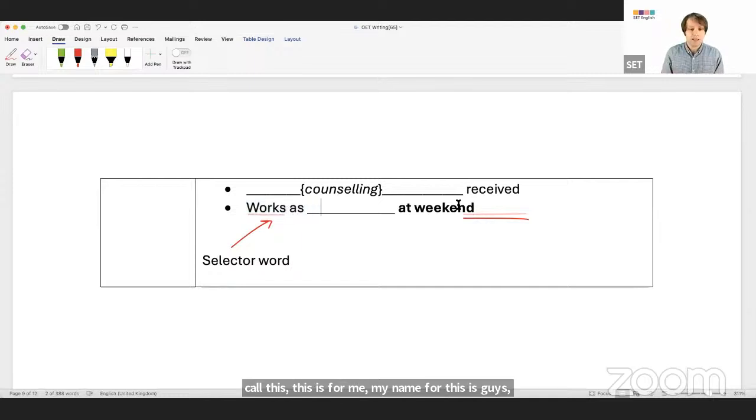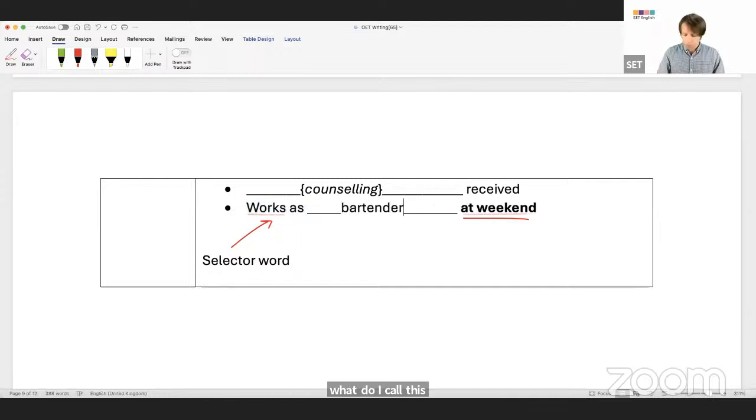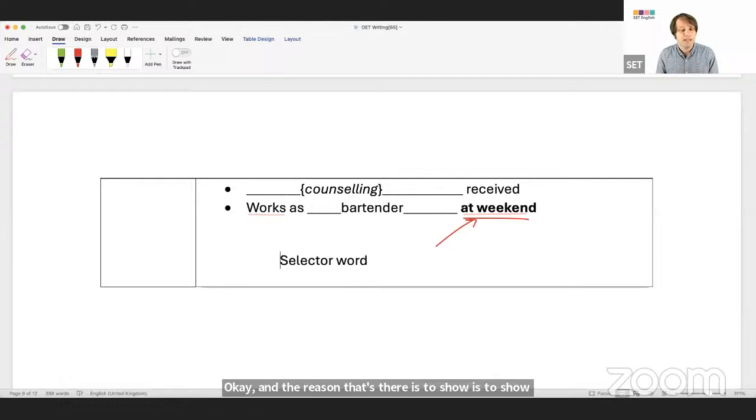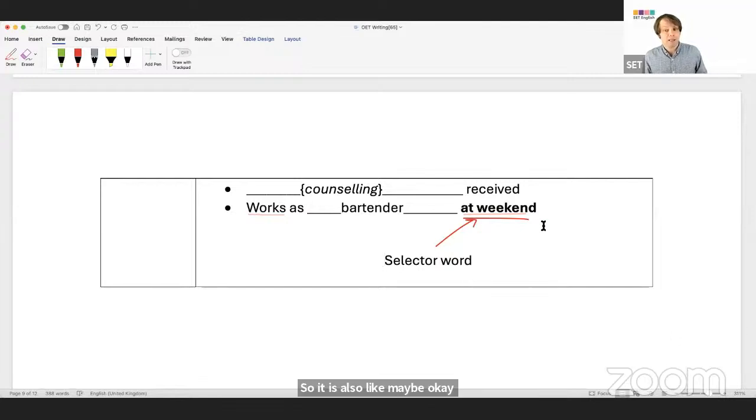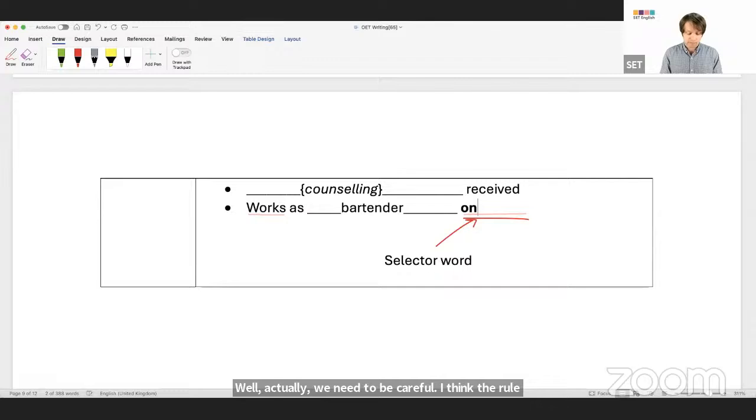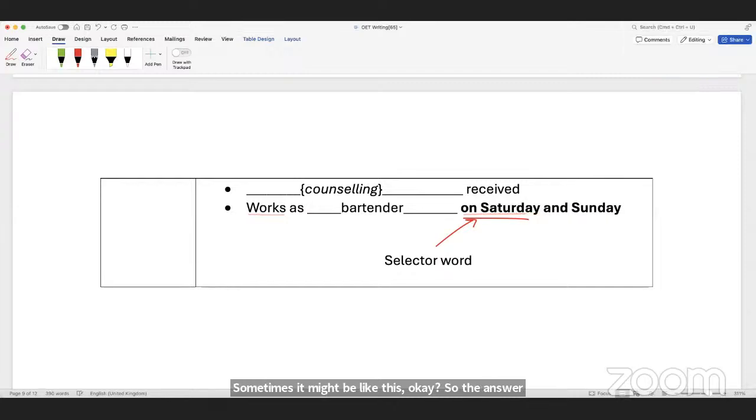But the point is, let's say we write down bartender here, okay? Whatever. The selector word is weekend. Did I say at the weekend? Yes. So that was easy, but I might say something like on Saturday and Sunday, right? Is it still the answer, bartender? Yes. Weekend. Okay.